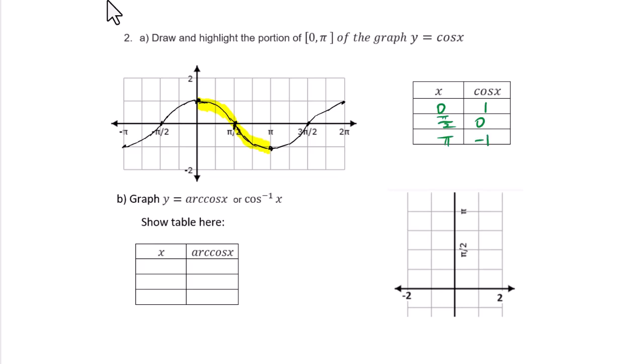For this inverse of cosine x, let's make the domain and range of cosine x switched so that we can get the table for inverse cosine x. Now let's sketch the graph. 1, 0; 0, pi over 2; -1, pi. This is the graph for y equals inverse cosine x.